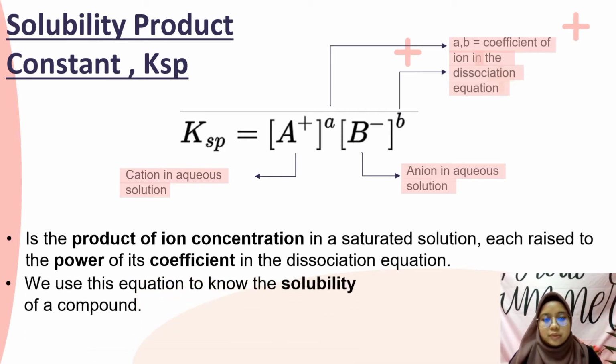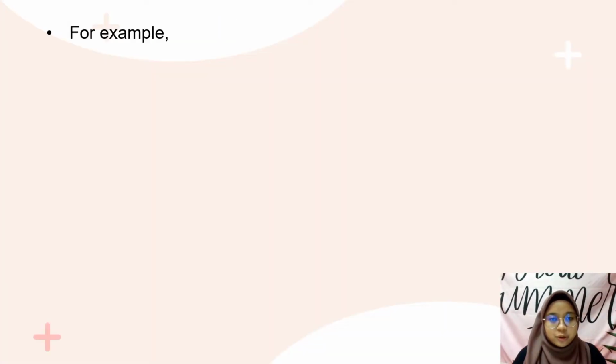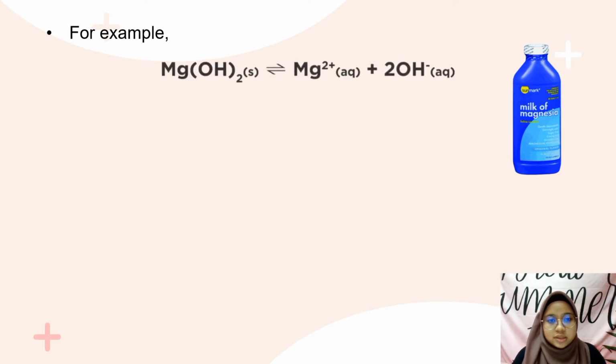In chemistry we use this equation to know the solubility of a compound. So the higher the KSP is, the more soluble the compound is. To be more clear, for example, magnesium hydroxide. The magnesium hydroxide dissociation equation will be like this.